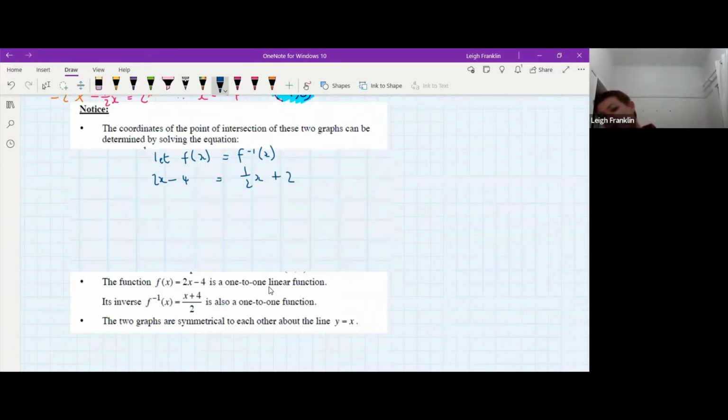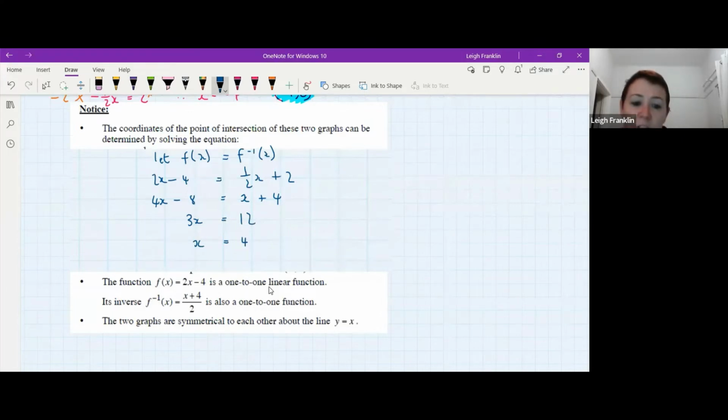If I'm trying to solve a linear equation and I've got a fraction in it, I always just get rid of the fraction first. If you wanted to take the half x over to the other side and work with a fractional coefficient, you're very welcome to do that. I like to get rid of the fraction straight away. So I'm going to multiply every term by 2, giving 4x minus 8 equals x plus 4. Then I end up with 3x on this side and 12 on the other, and x would be equal to 4.